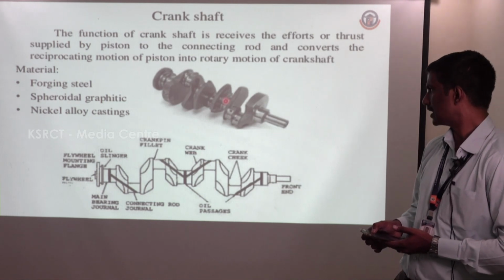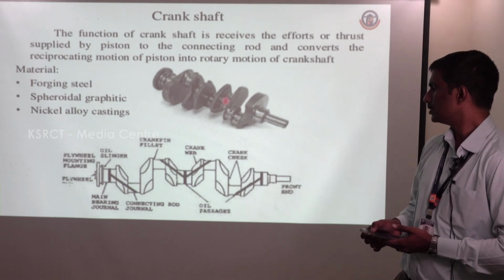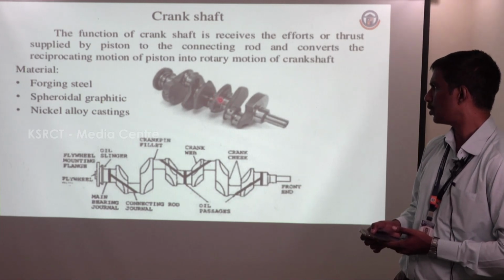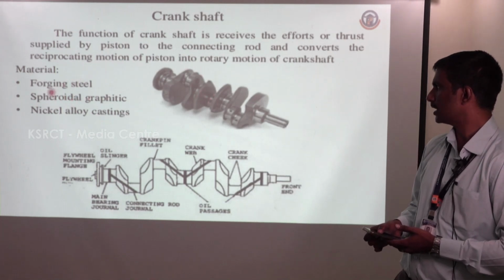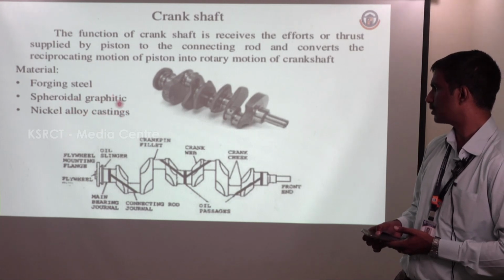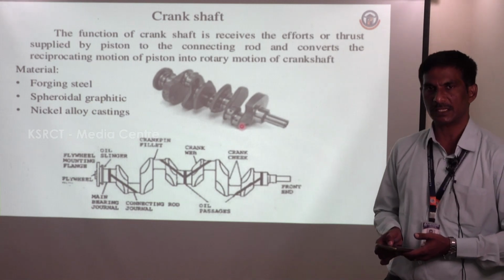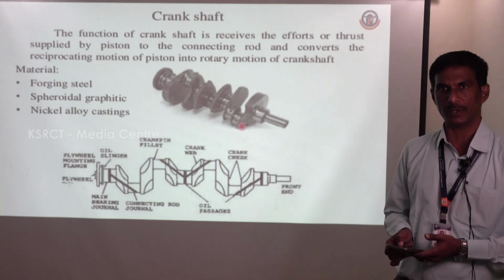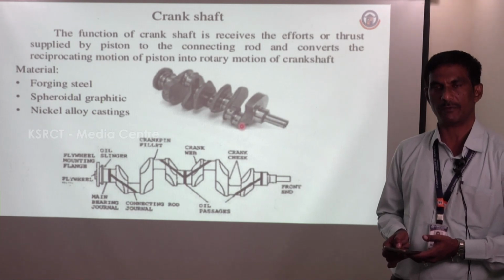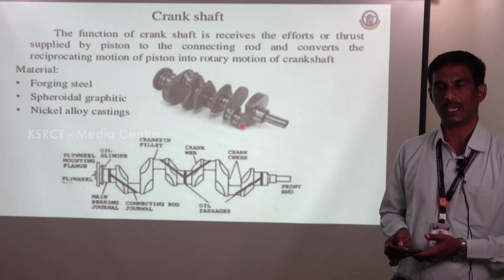Between the crankcase and the crank web there is a bearing placed in order to avoid wear and tear. The materials we use here are forged steel, spheroidal graphite and nickel alloy casting. Whenever there is mechanical motion, we need lubrication, and we also need a bearing. The oil and the bearing reduce the wear.